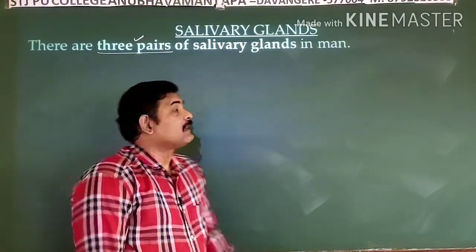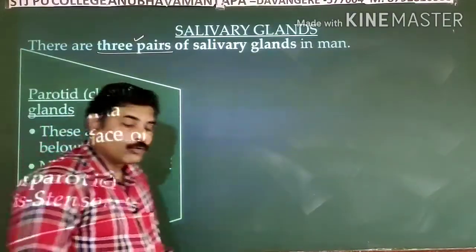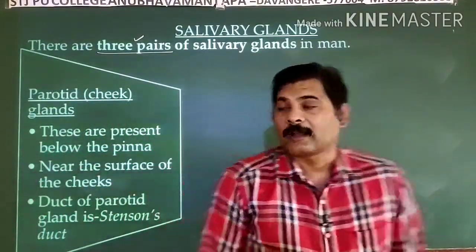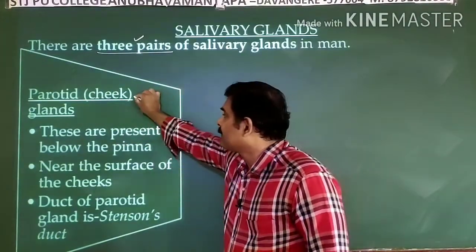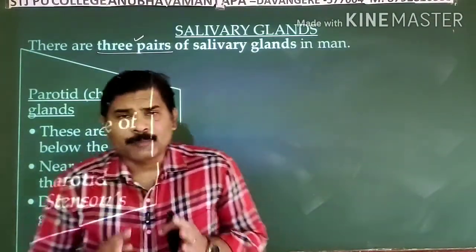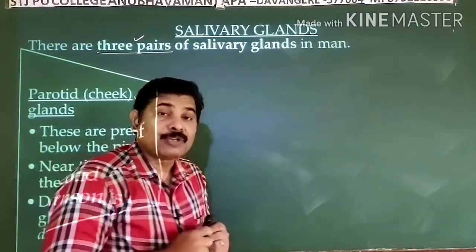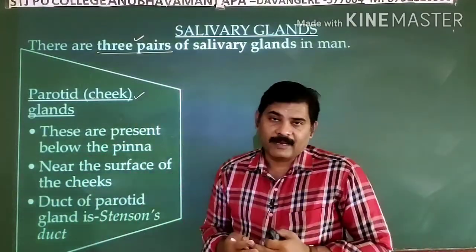Clear? These 3 pairs of salivary glands include, first and foremost, the parotid gland or the cheek gland. This parotid gland is the biggest gland among your entire salivary glands.